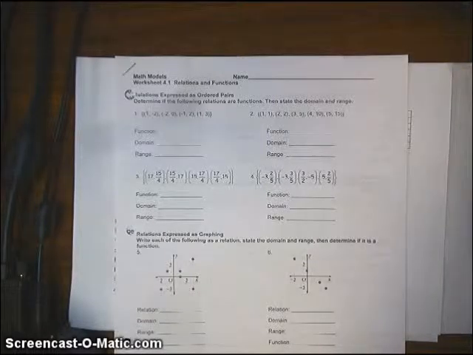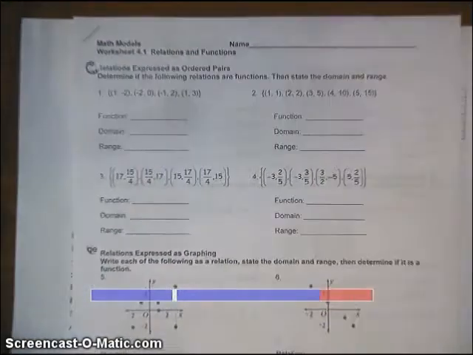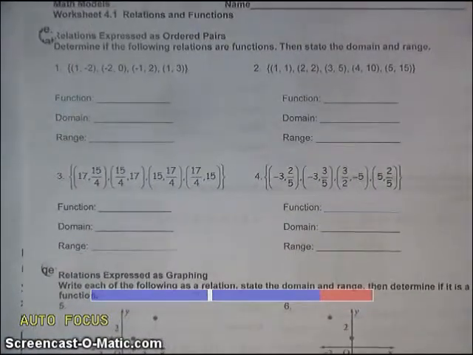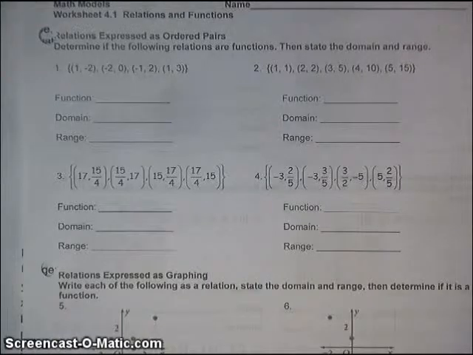We talked about relations and functions, discrete and continuous, domain and range, and parent functions. The first thing I want to talk about is these notes that we had here. That should have been given to you by your teacher.